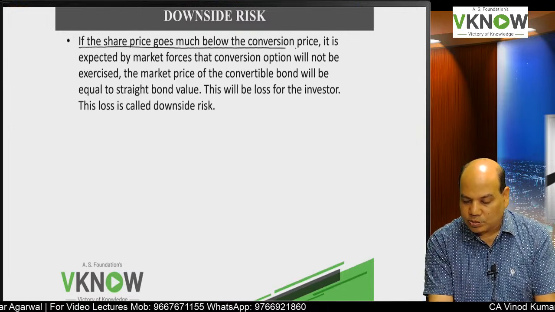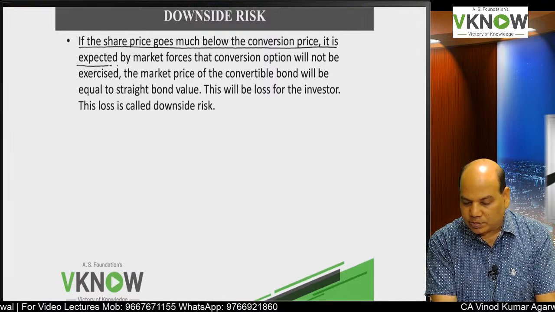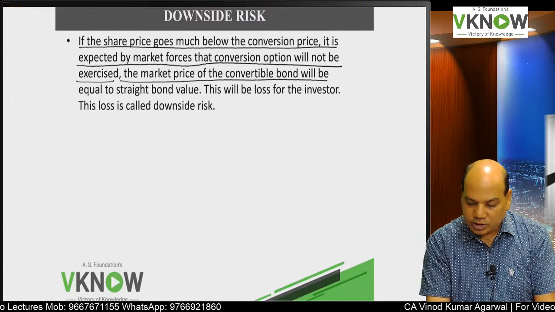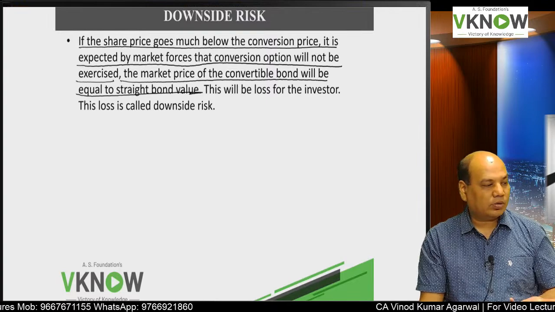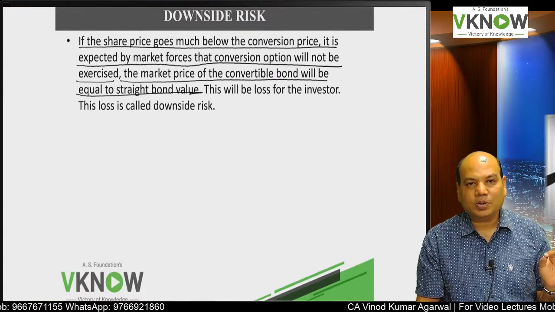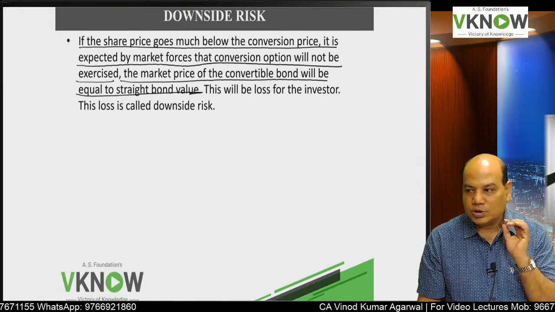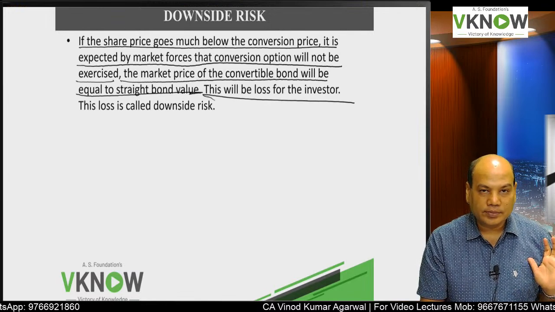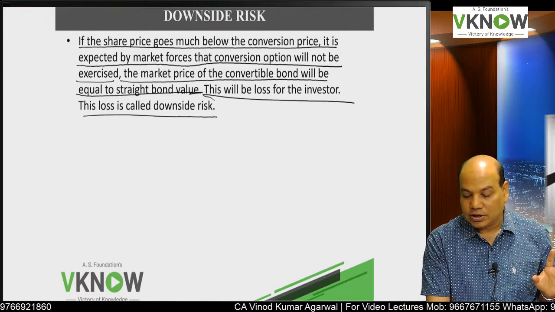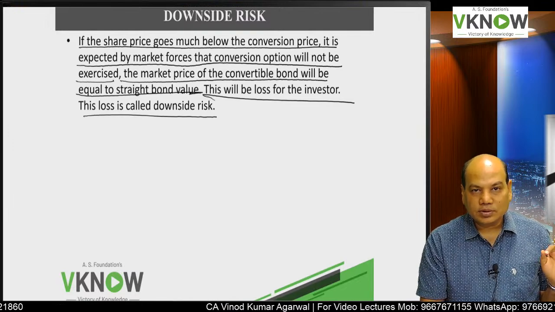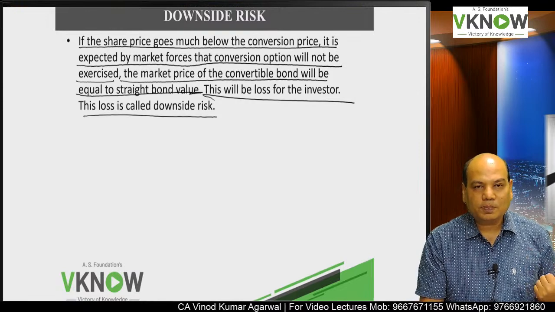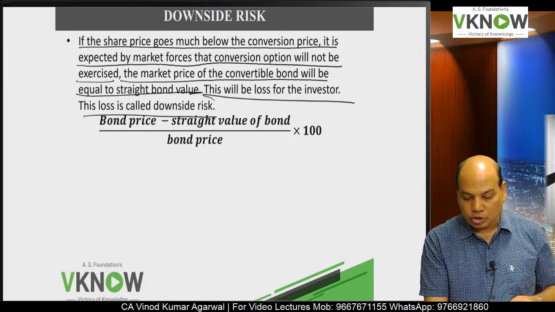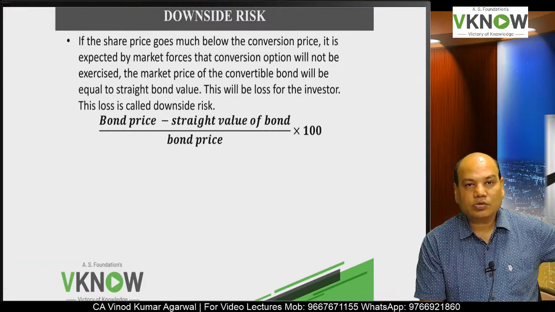If the share price goes much below the conversion price, it is expected by the market forces that the conversion option will not be exercised and the market price of the convertible bond will be equal to the straight bond value. Then the value of the convertible bond will simply be equal to its straight bond value, that is PV of coupon plus PV of redemption value, and therefore there will be a loss to the investor, because the investor had paid some additional amount to purchase this convertible bond, but now the price of the share has gone down, so he will not exercise the conversion option and there will be a loss to the investor. This loss is called downside risk.